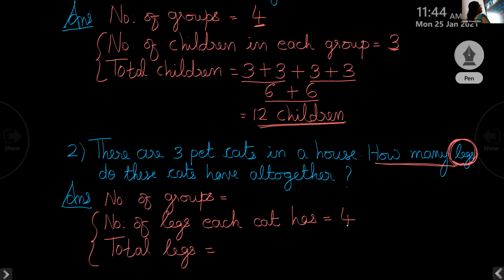Two numbers were not given in the question, but since it is told to find out the number of legs, we have written the second and third statement related to legs. So number of legs each cat has is equal to 4. So what should be the number of groups?